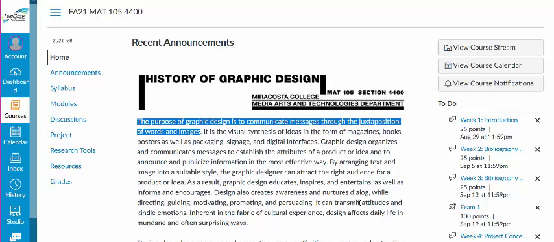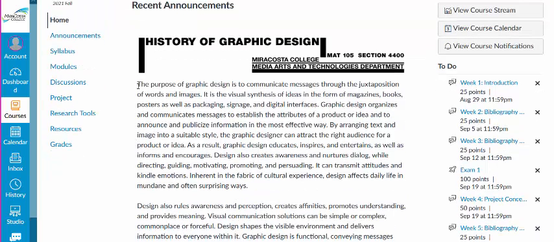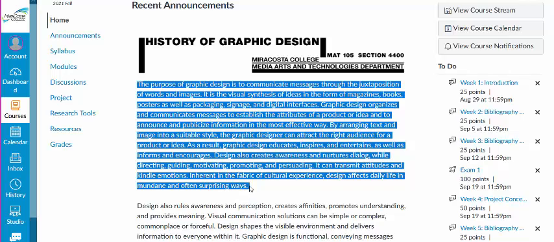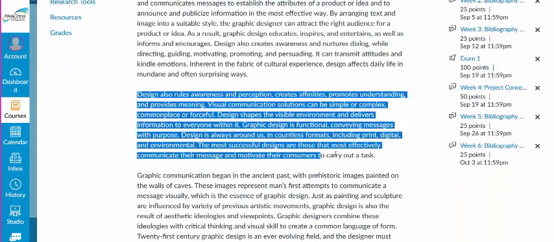And graphic design comes in many forms, like magazines, books, posters, as well as packaging, signage, and digital interface. And graphic design can educate, inspire, entertain, as well as inform and encourage. So be sure to read these paragraphs to get a clear understanding of what graphic design is.